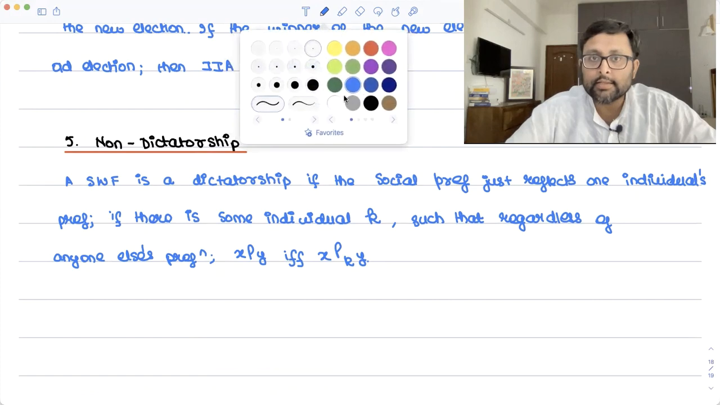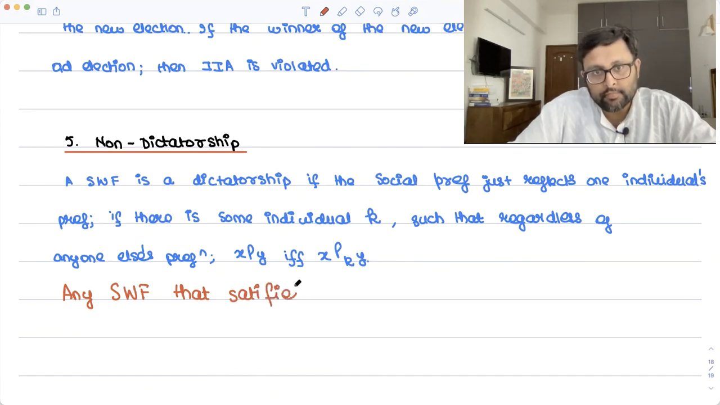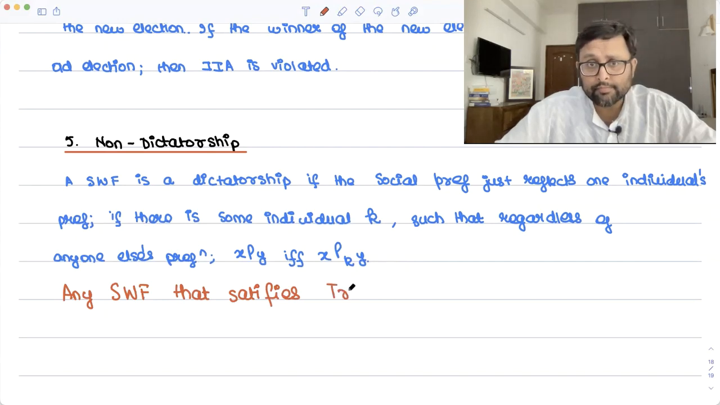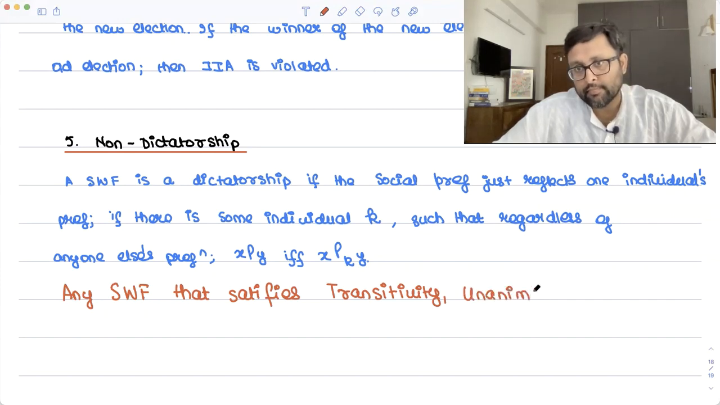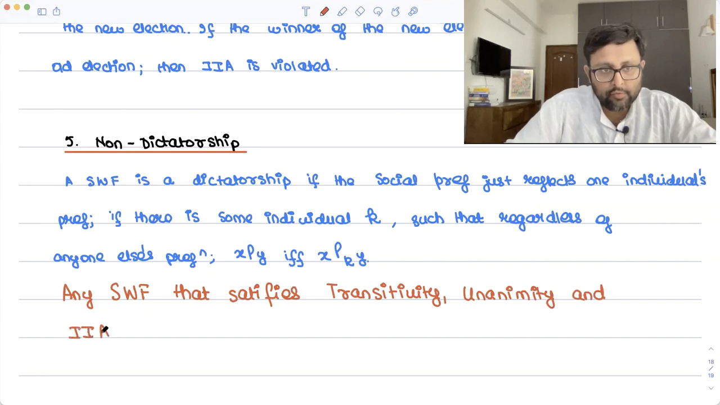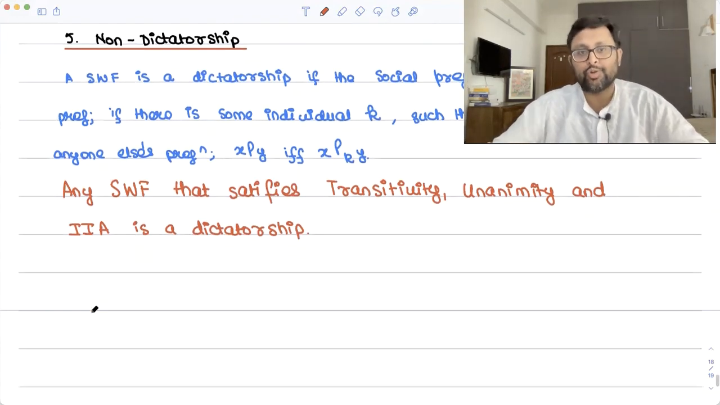So what does the theorem say? The theorem says this: any social welfare function that satisfies transitivity, unanimity, that is your Pareto principle, and independence of irrelevant alternatives is a dictatorship.